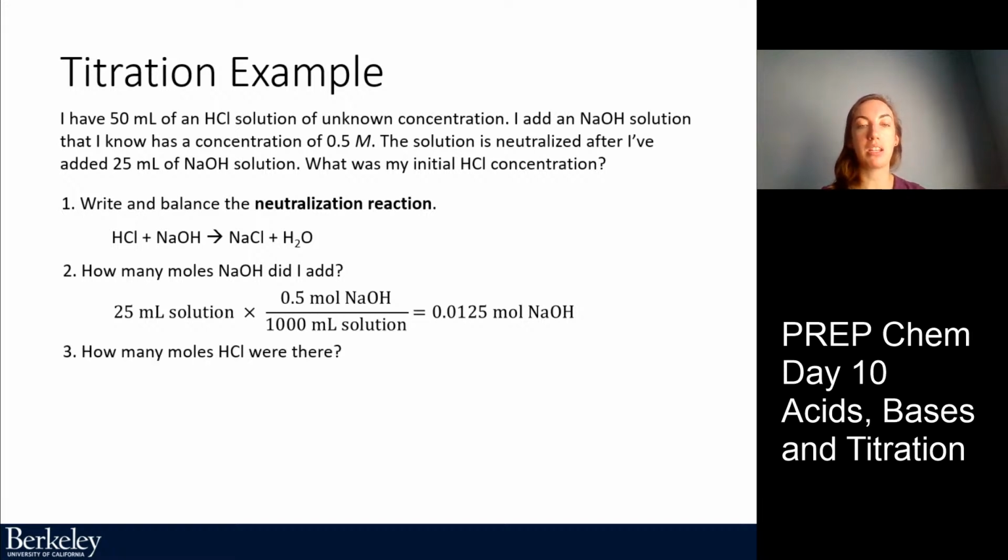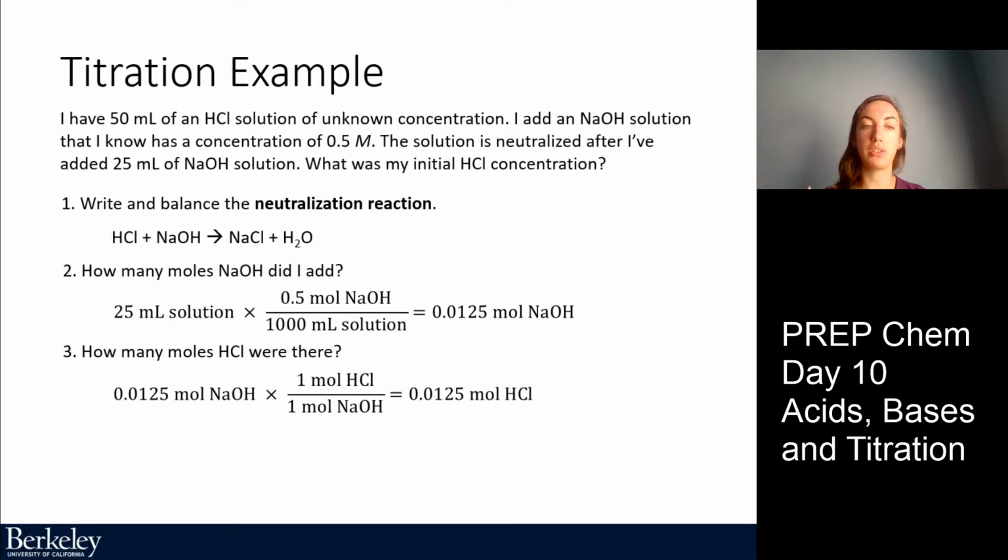So I know that that's how many moles I added to get to my stoichiometric point, and I know that my stoichiometric point has a ratio of 1:1 of HCl to NaOH. So I can use that to figure out how many moles of HCl there were. I added 0.0125 moles of NaOH. Based on my stoichiometric coefficients, I need 1 mole of HCl per mole of NaOH at the stoichiometric point. So that means I had 0.0125 moles of HCl.